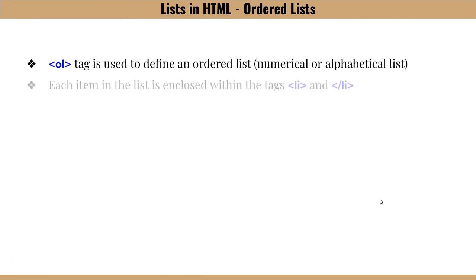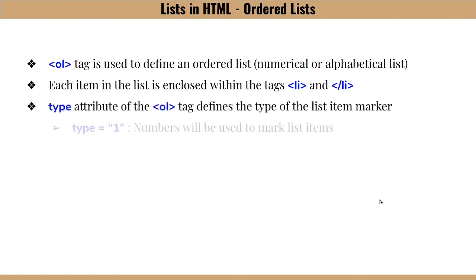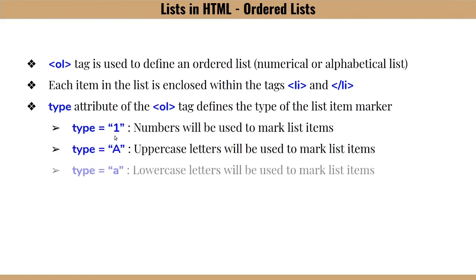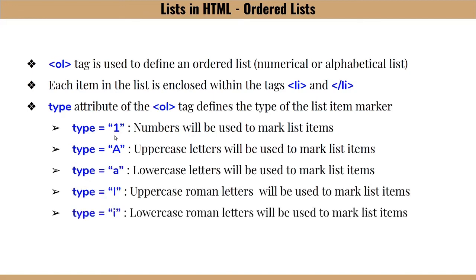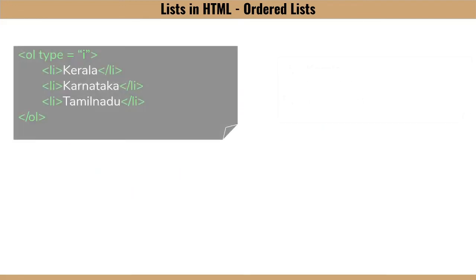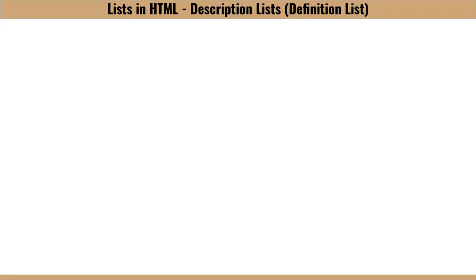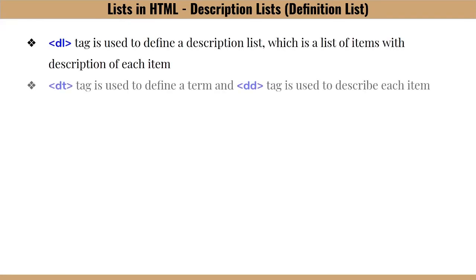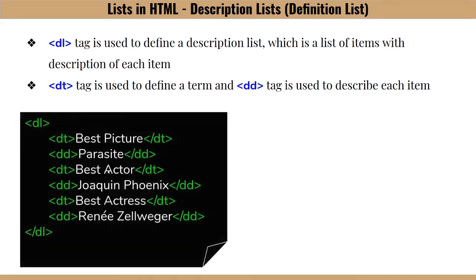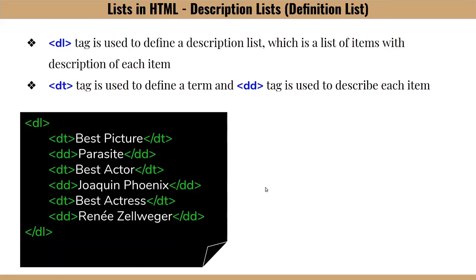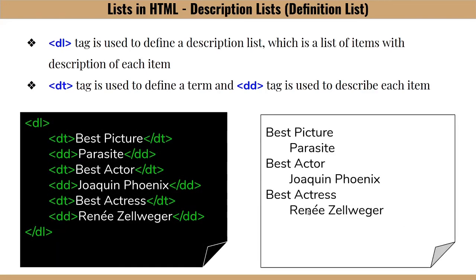An ordered list is created in a similar fashion, but instead of UL, you have to use the OL tag. It has a type attribute which can be given as 1, capital A, small a, capital I, or small i. And this is an example for that. Finally, we have seen the description list, which is used for creating a definition list. There are two tags used inside DL. They are DT and DD. So this is an example for that, and this will be its output.